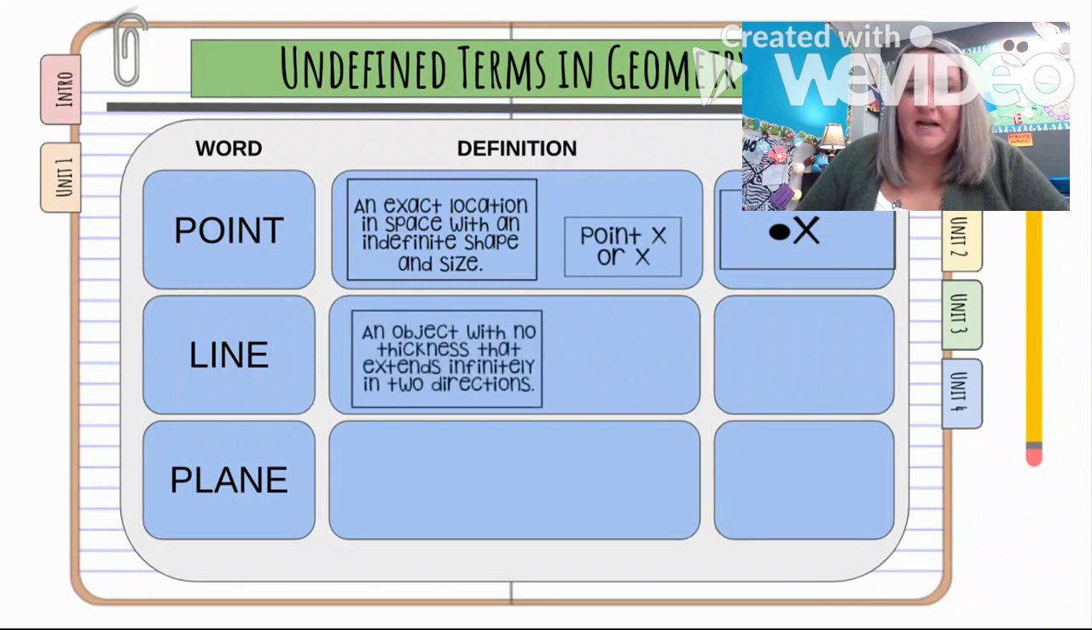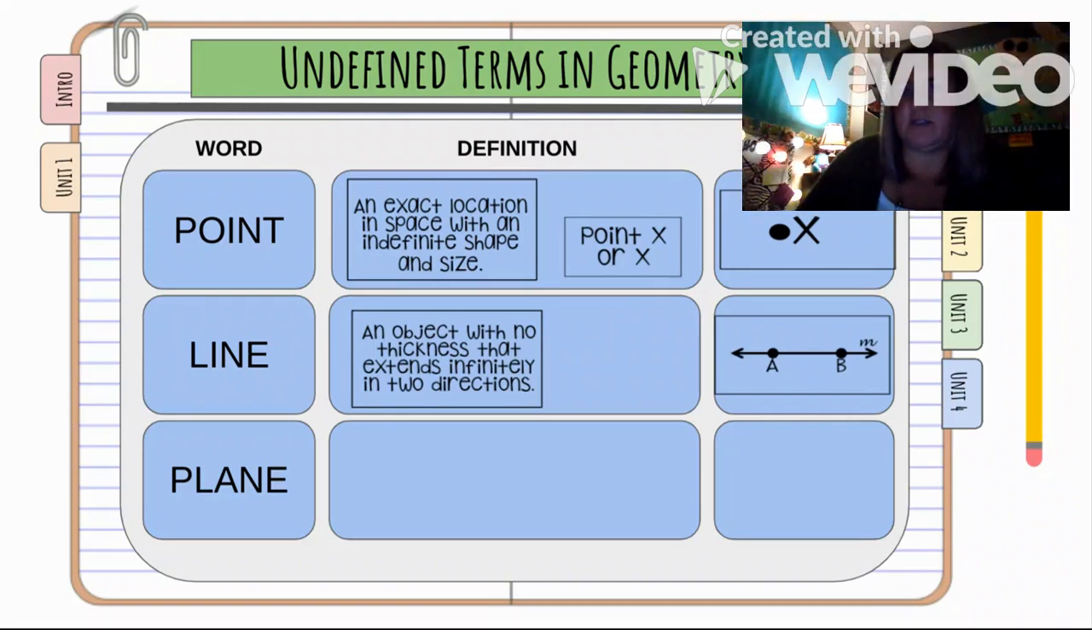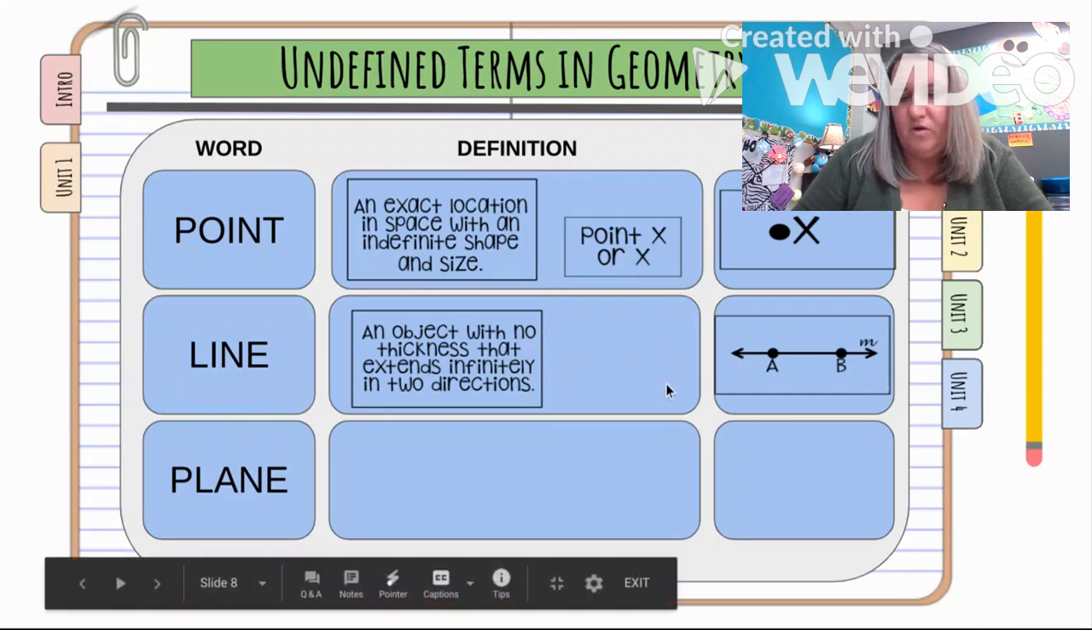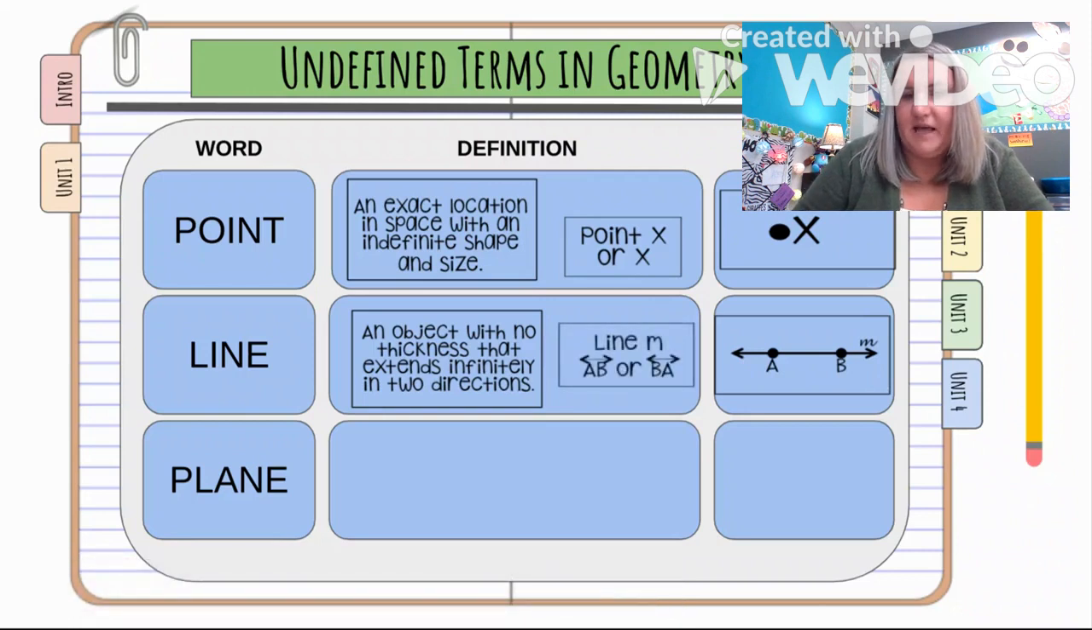Well, a line is an object with no thickness that extends infinitely in 2 directions. What's important about a line is that it's named by 2 points or a fancy lowercase script letter. The other thing about this line is it does extend infinitely in 2 directions. So do you notice how it has arrows on either end? We can call this line AB, or we can call this line BA, or we can call it line fancy lowercase m.